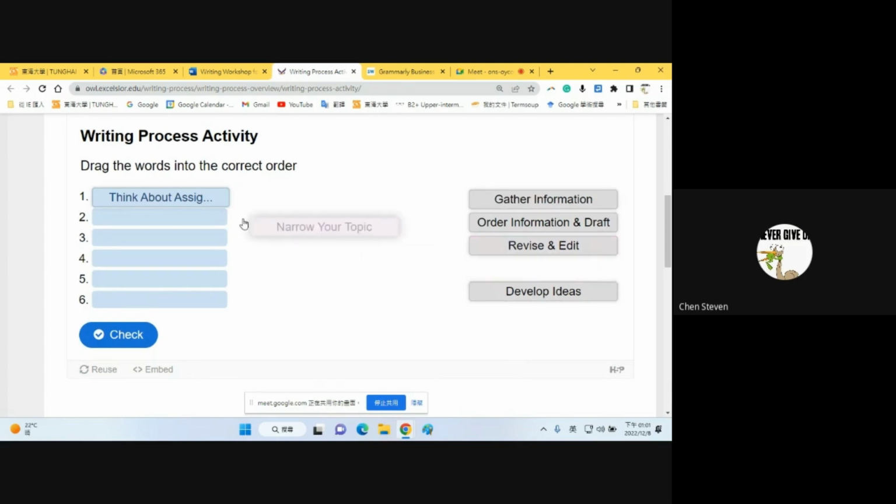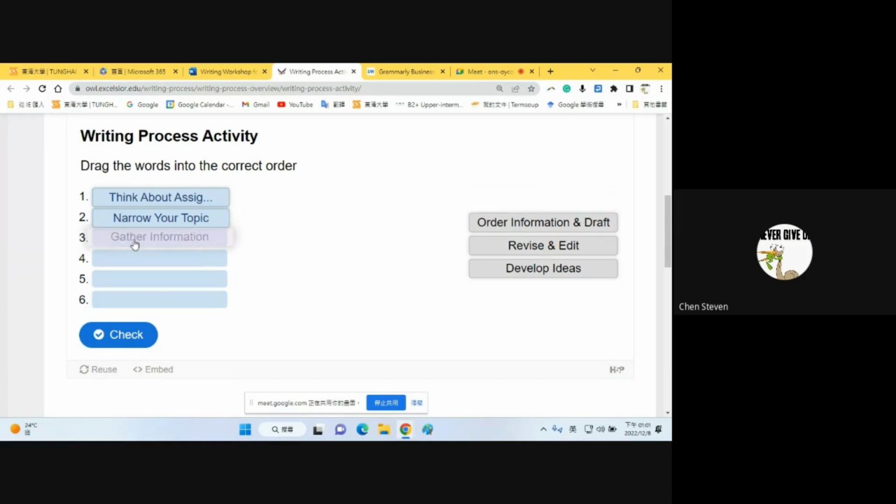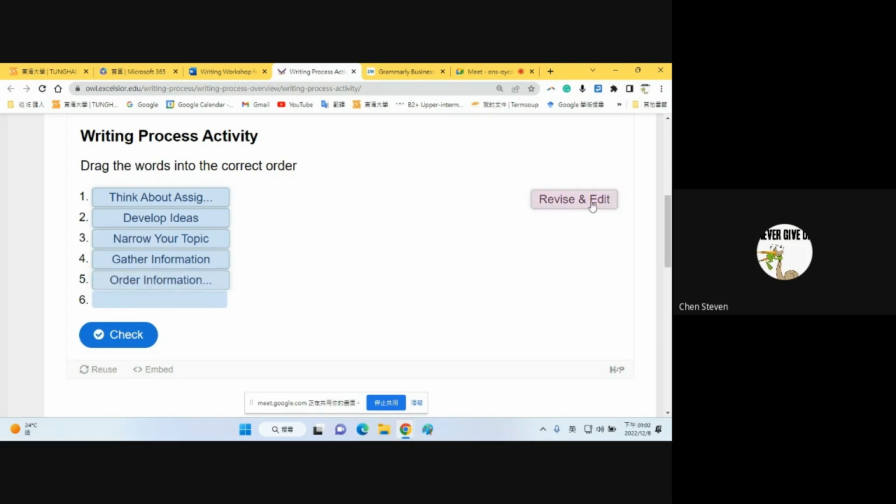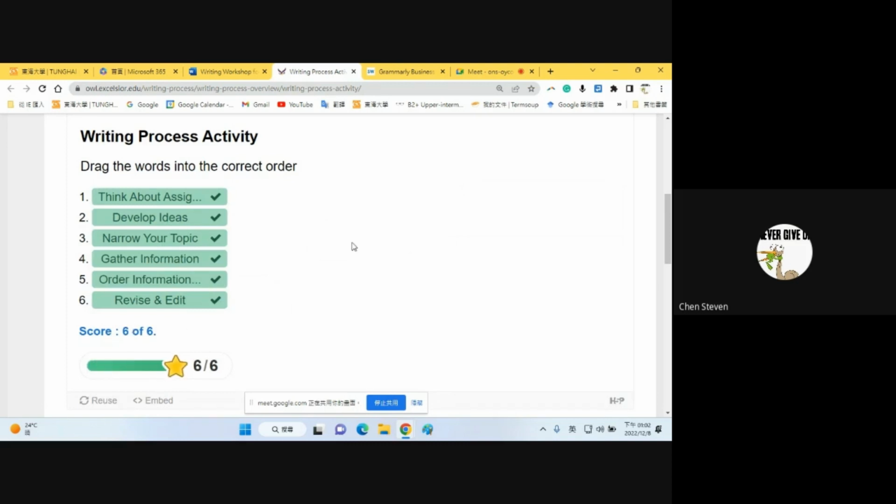No topic. Is that right? Mm-hmm. Gather information. Oh, wait a second. Then I think develop your ideas. No, I think the third should go to second. This one should go to second. Yeah, that's my guess. And then narrow your topic. Gather information, you order the information. Yeah. Further over. Okay. Click check. All right.